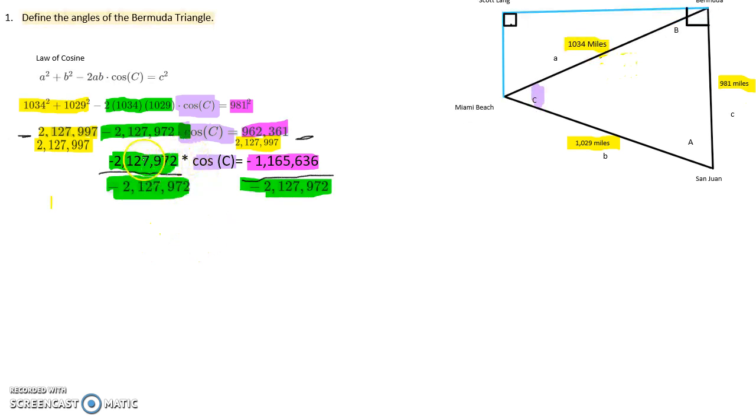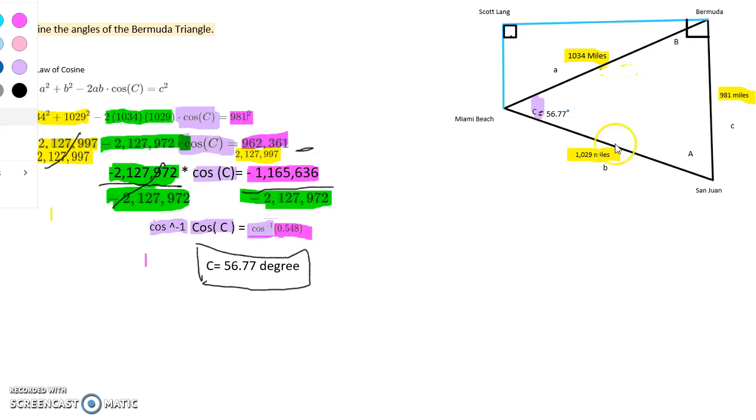Now in the next step, since the green value was multiplied by cosine C, the opposite to undo this is to divide both sides by the green value, so this part gets cancelled. After that, we get this as the result. Then we take the inverse cosine of both sides, so this gets cancelled. If you put everything into the calculator correctly, the answer should be angle C equal to 56.77 degrees.